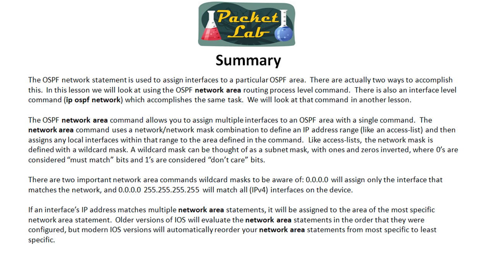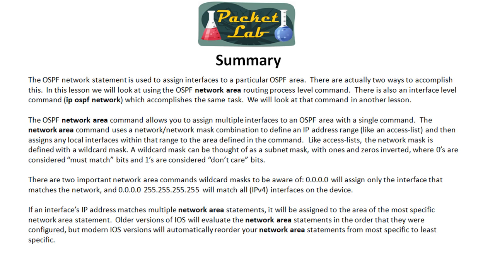Important thing, and we touched on this in the lesson, is that you have to use quad zeros as your network address. So if you have an interface whose IP address matches multiple network area statements, it's going to use the one with the more specific match. Again, if you've worked with access lists, you're familiar with this concept. What's actually going to happen in modern IOS versions is it's going to take your network area statements, and regardless of what order you entered them, it's going to take them in the running configuration and order them from most specific to least specific. So when IOS is doing a comparison of an interface IP address, it's going to match the most specific one.